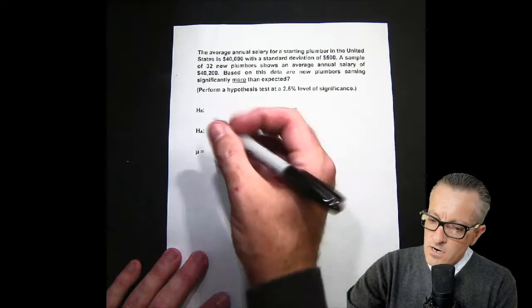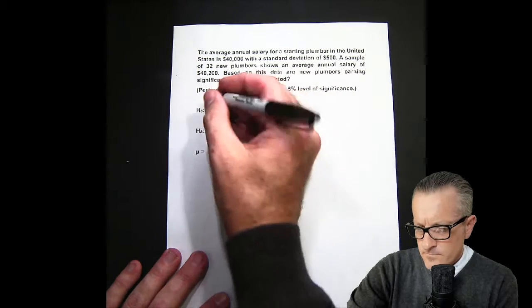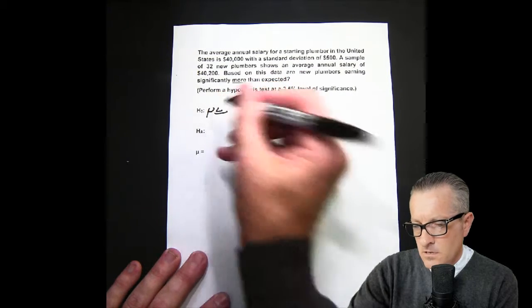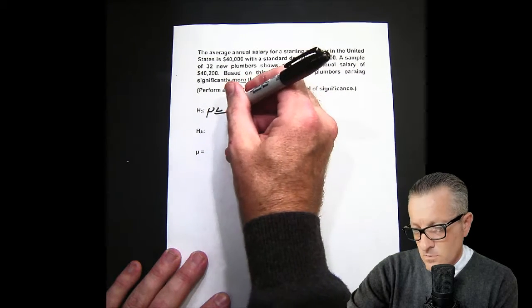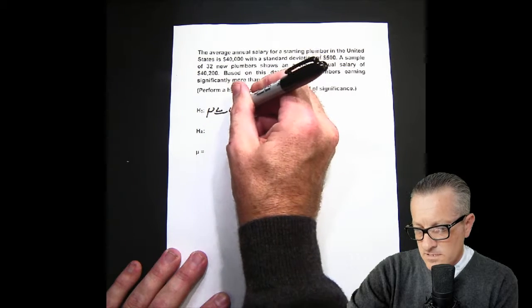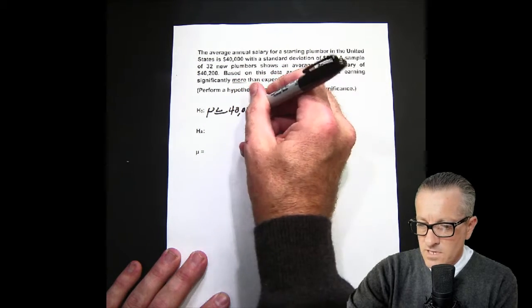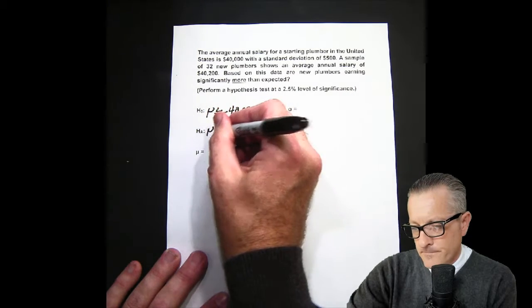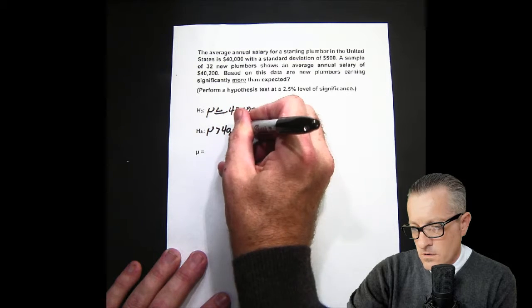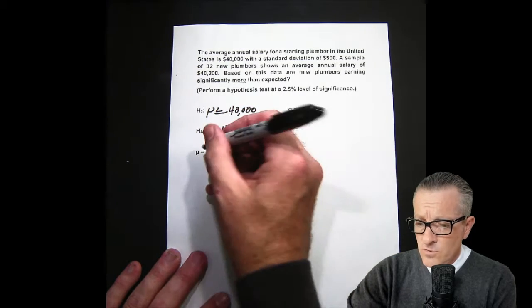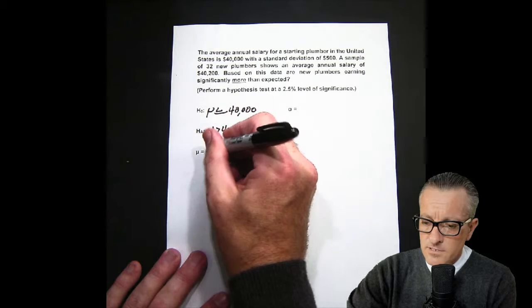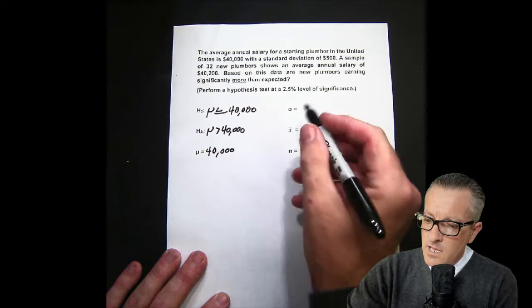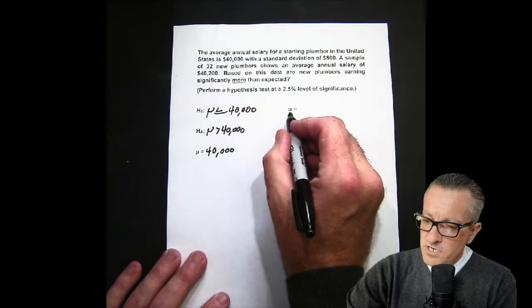Okay, so our null hypothesis is that the plumbers are earning at least $40,000 or less. That's the way this is set up. And that's because our alternative hypothesis is that they're earning more. Our mu is 40,000, which is our population mean. And our population standard deviation is 500.